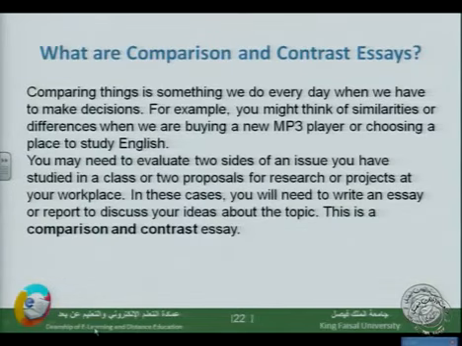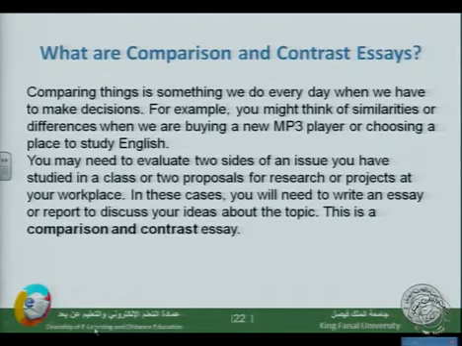We also talked about the comparison and contrast essay. What are comparison and contrast essays? And also we have talked about their organization. Comparing things is something we do every day when we have to make decisions.